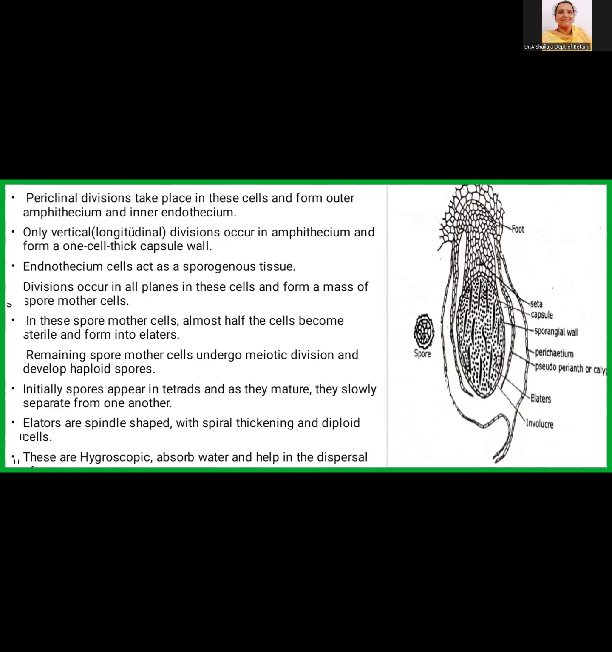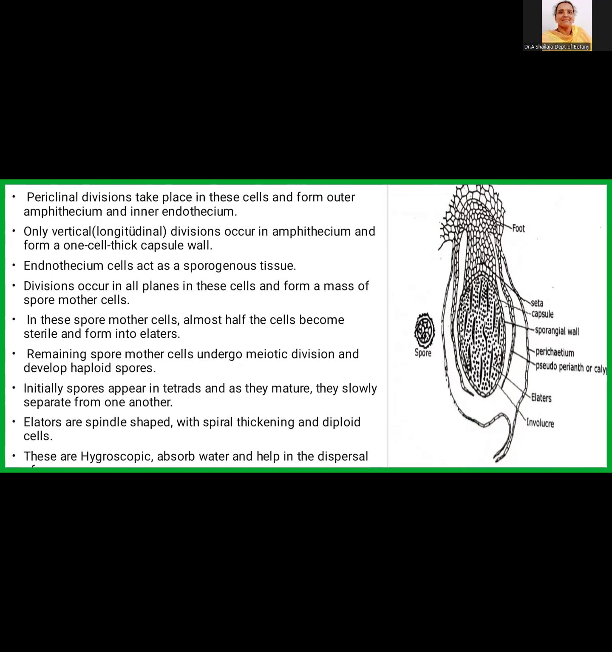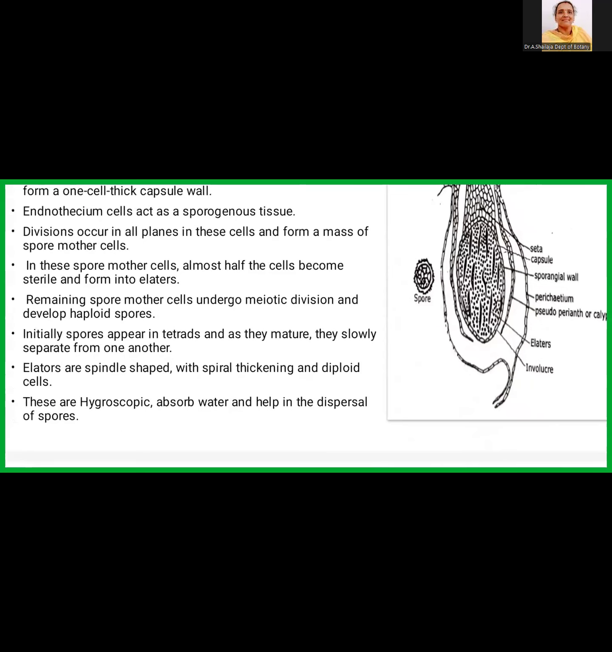After that meiosis, the haploid spores develop. Initially, the spores appear in tetrads, and as they mature, they slowly separate from one another. Remember this, that elaters are very spindle shaped. It's very important. In Marchantia, we observe the sporophyte elaters.